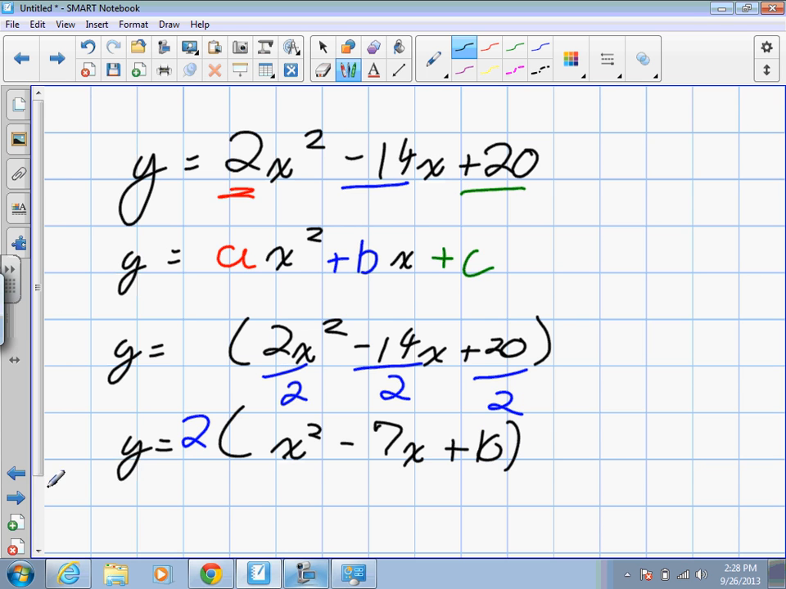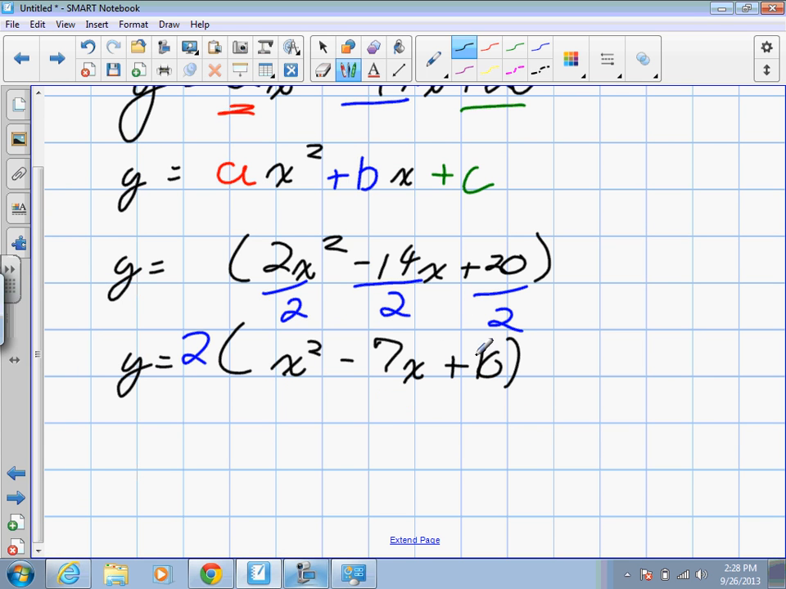We're not done now, though. Let's take a look at this. Now our a value is 1. Let's see if we can find two values that multiply to our c and add to our b. Notice that our c and our b have changed. Our c value is now 10. So we need two values that multiply to 10, and those same two values need to add to negative 7.